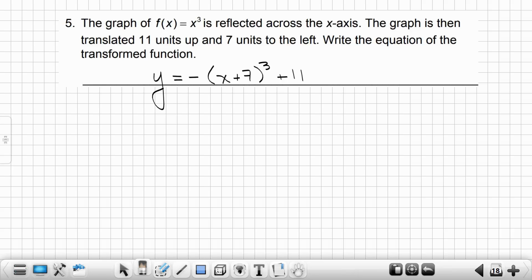Super easy. Reflected in the x-axis. 7 left, 11 up. That's it. And because it's 7 on the inside, because that's x.